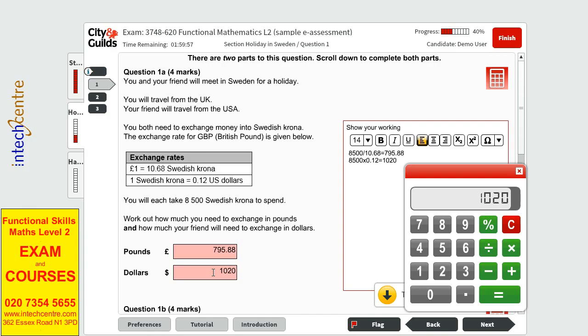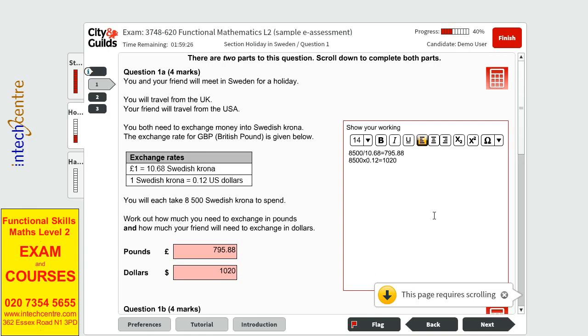As the Swedish krona is worth less than the dollar, you will get fewer dollars. Actually, for every 1 Swedish krona, you'll get 0.12 US dollars. This is telling us that you will get fewer US dollars even though you have more Swedish krona. So in this case, this is why you have to multiply the 0.12 US dollars by the 8,500 to find out how much that will be in dollars.